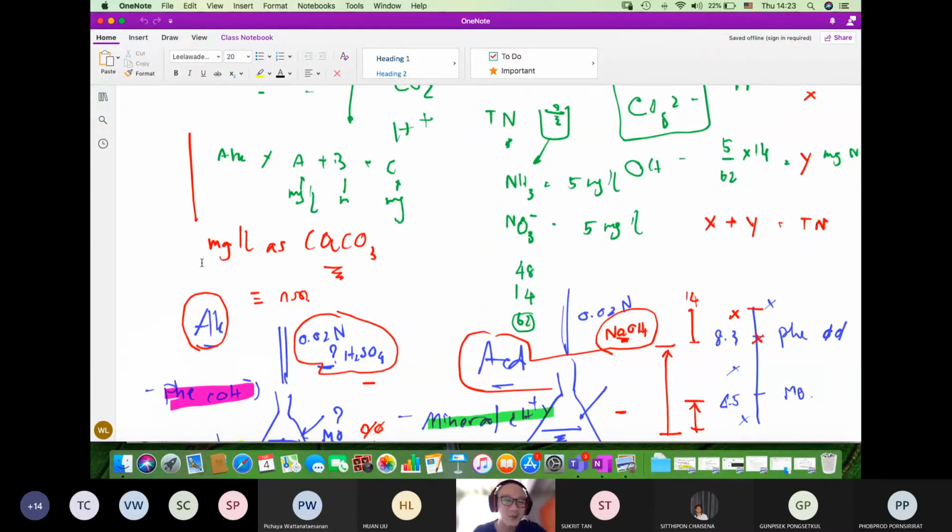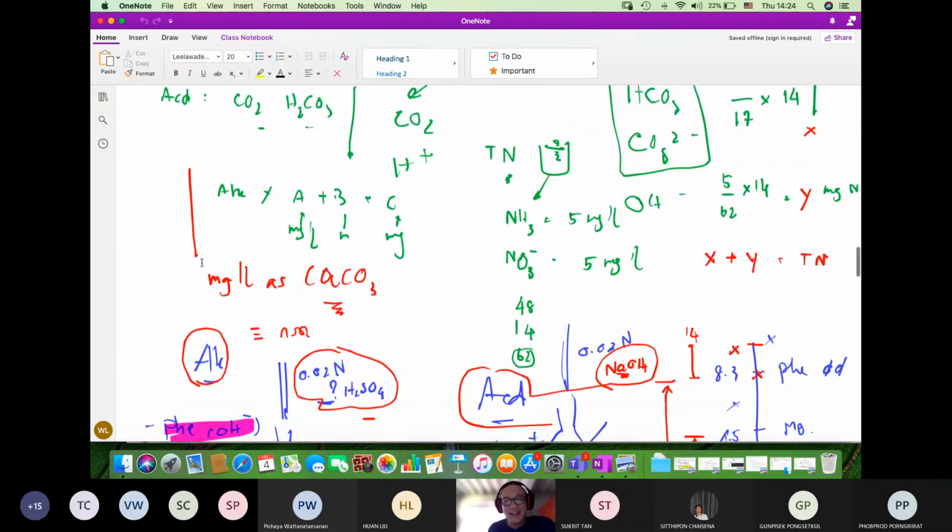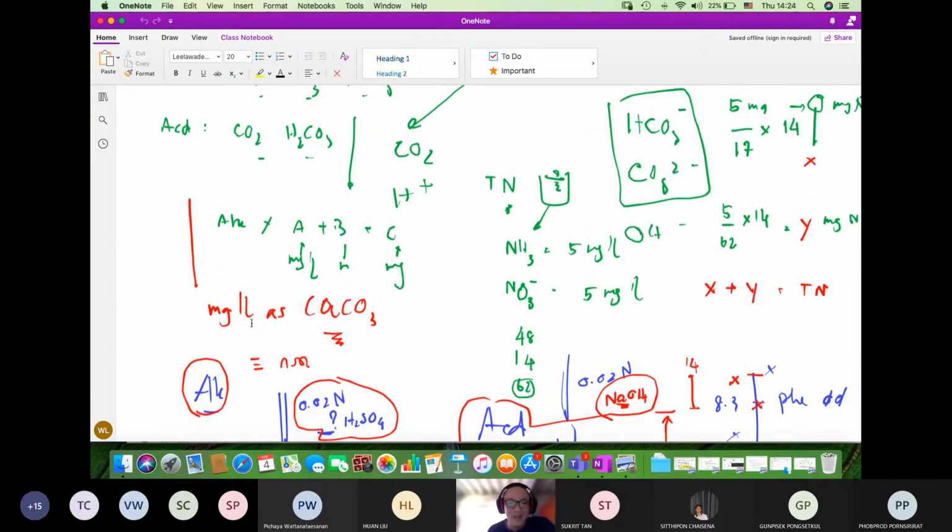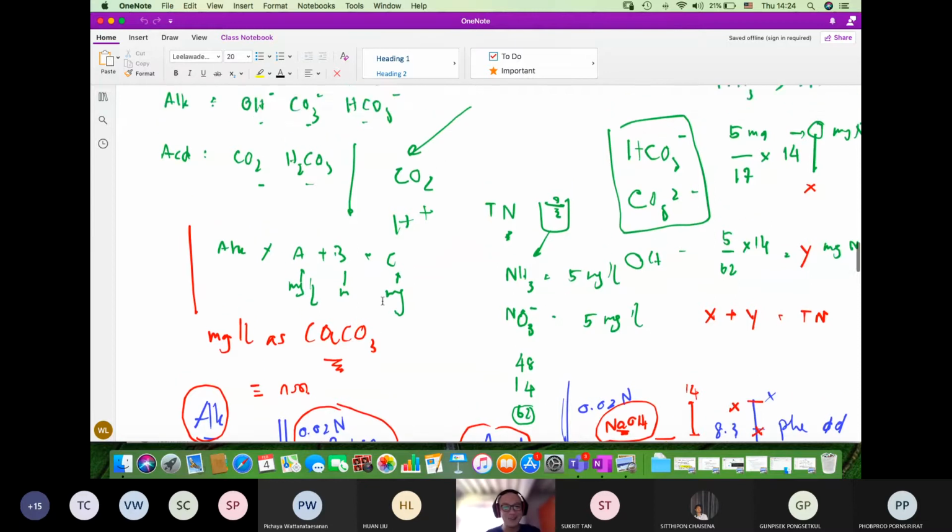Okay, so for these parameters there is one thing which is very interesting, and there is one question I asked in the quiz. What is the unit of alkalinity and what is the unit of acidity? The unit of alkalinity and the unit of acidity are milligrams per liter as calcium carbonate. Have you ever wondered why the unit is like this, as calcium carbonate? Why don't they use milligrams per liter? That is the question.